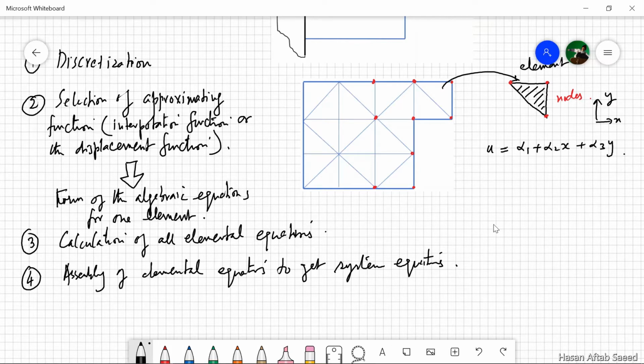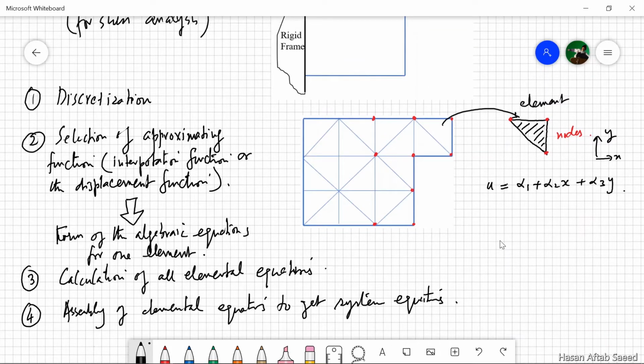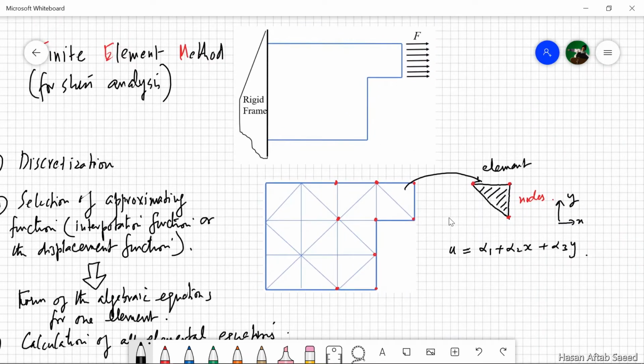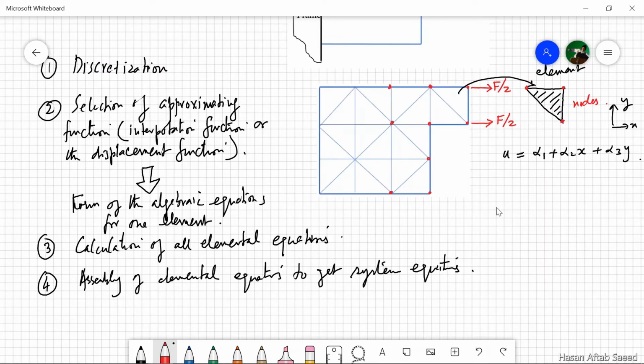Here it must be noted that the forces or the boundary conditions can only be applied to the nodes. So for example, in this problem, this force F is a distributed force, but in FEM we can only apply the loads on the nodes. So in this case it will become F over 2. The next step is the application of boundary conditions.